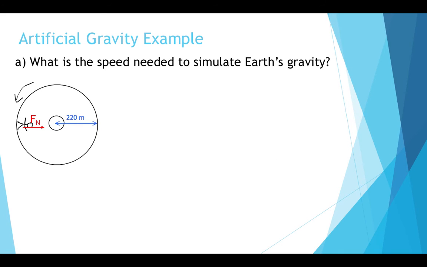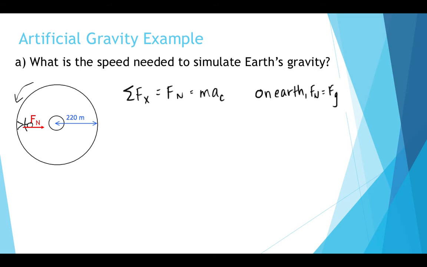So we would need a free body diagram of the person. The only force acting on the person is the normal force. That is the centripetal force, keeping the person moving in a circle. So we have the sum of the forces in the x direction equals F normal, which equals mass times centripetal acceleration.